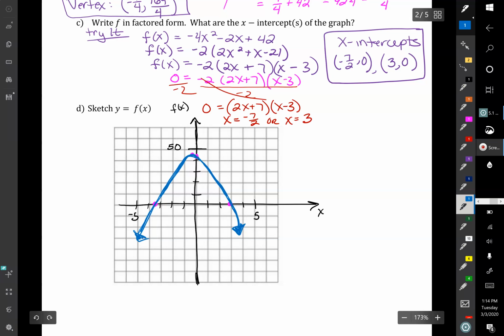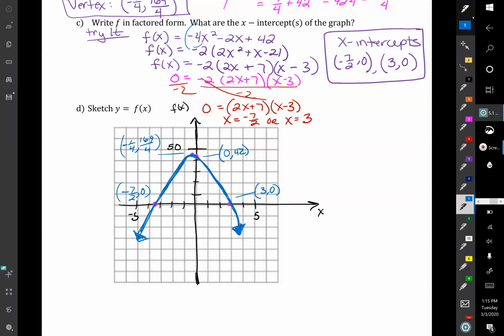The points, we would want to label them as our vertex would be -1/4, 169/4. Our y-intercept is 0, 42. Our x-intercept over here is 3, 0, and then our left side is -7 halves, 0. It's opening down, which I would know from my A value, it being negative. I know that it's going to be not super wide, but not real skinny because 4 is kind of a low number.